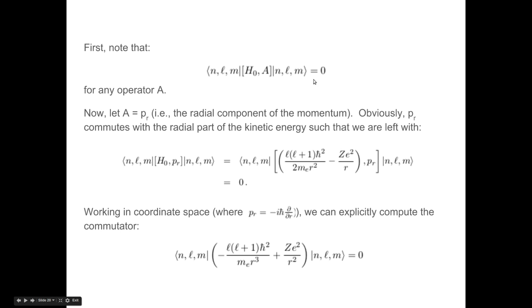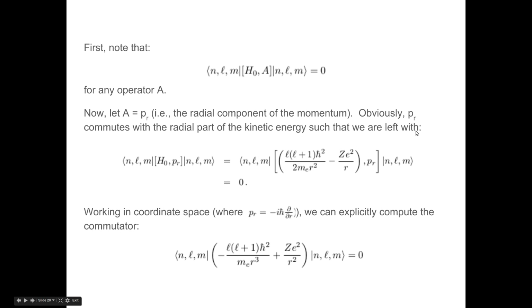So that's just an obvious statement. But let's see what we can do with it, okay? Let's take our operator A, and let A be the radial component of the momentum, P sub R. And P sub R, we know, in position space is just proportional to a derivative with respect to R. Obviously this P_R is going to commute with the radial part of the kinetic energy.